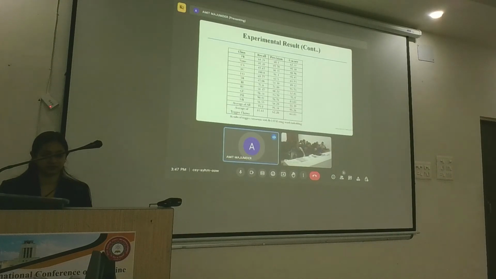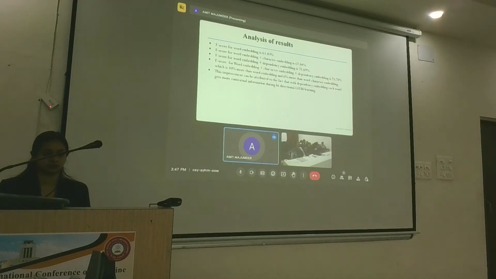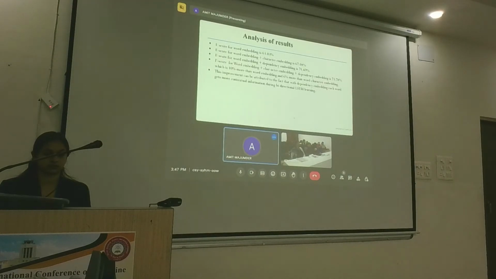And from the experimental result, if you follow the table, you will find the result. Individually for each event type, we have shown the result, and the overall result has also been shown. Ultimately, if you consider the three embedding techniques, the overall result in terms of F-score value is 73.74.